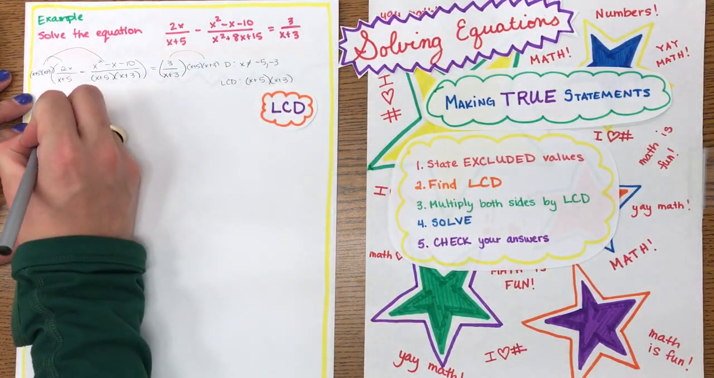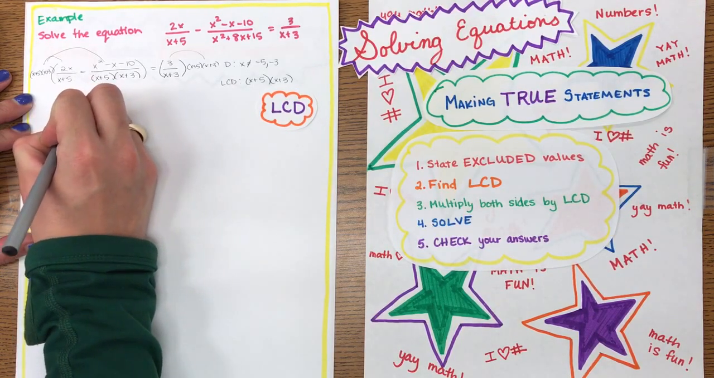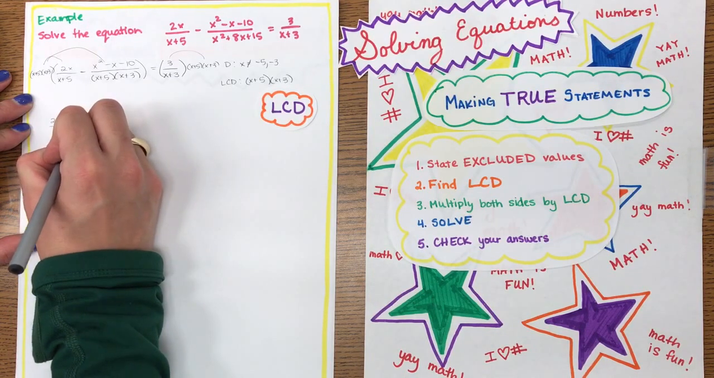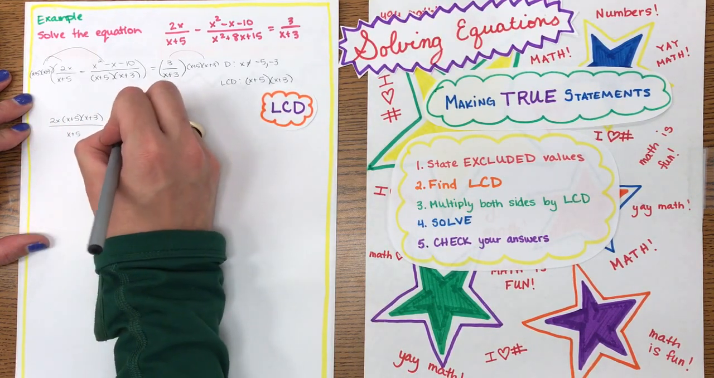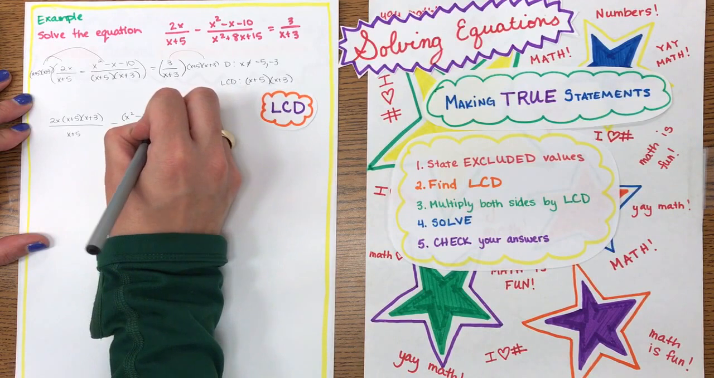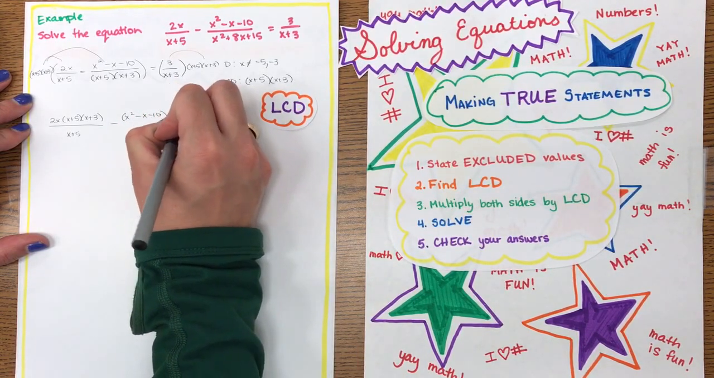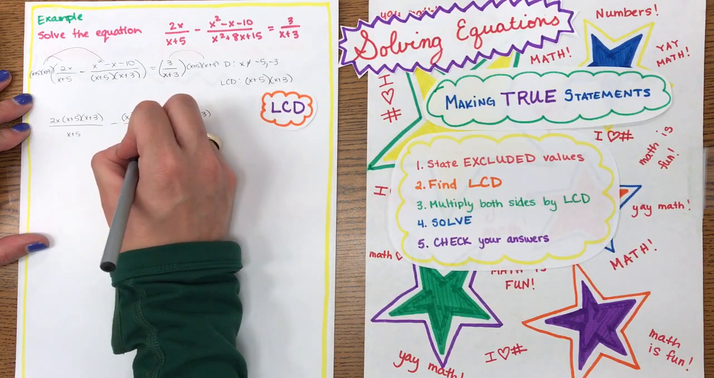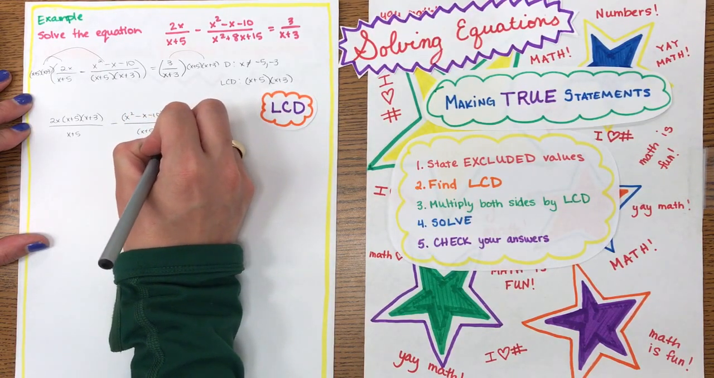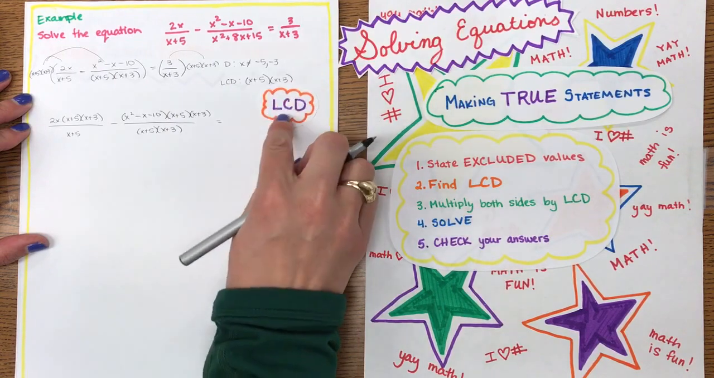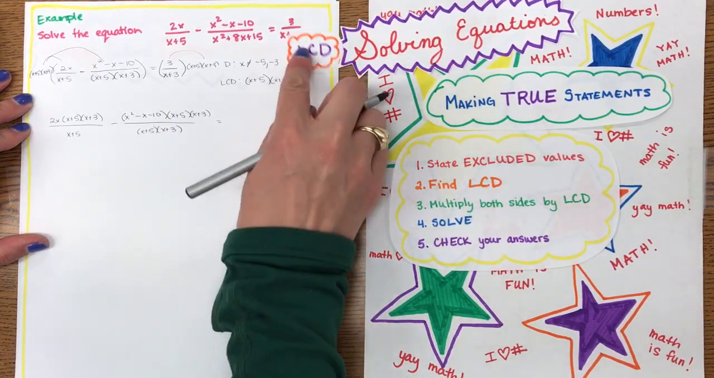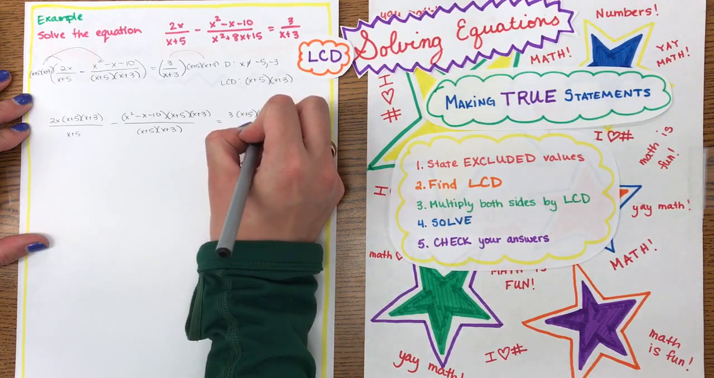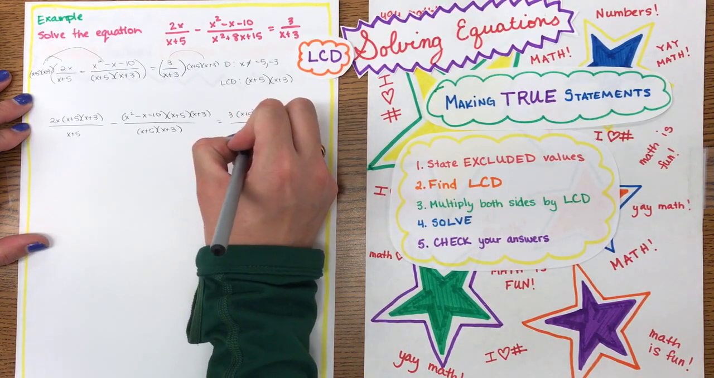So that's going to make my first term 2x times x plus 5 times x plus 3 over x plus 5, minus x squared minus x minus 10 times x plus 5 times x plus 3 all over x plus 5 times x plus 3, is equal to 3 times x plus 5 times x plus 3 over x plus 3.